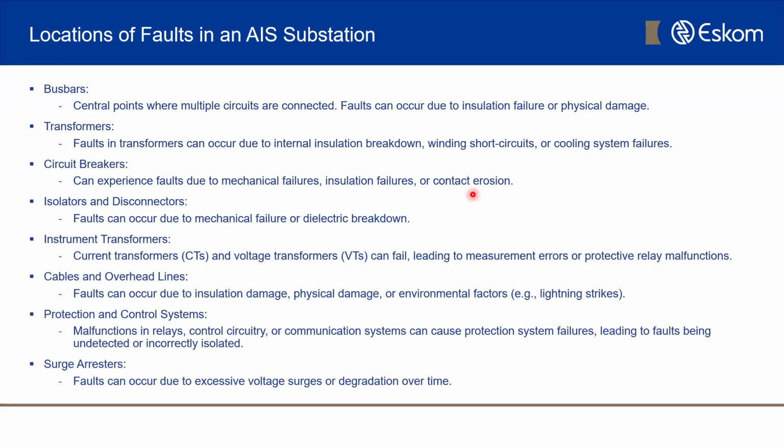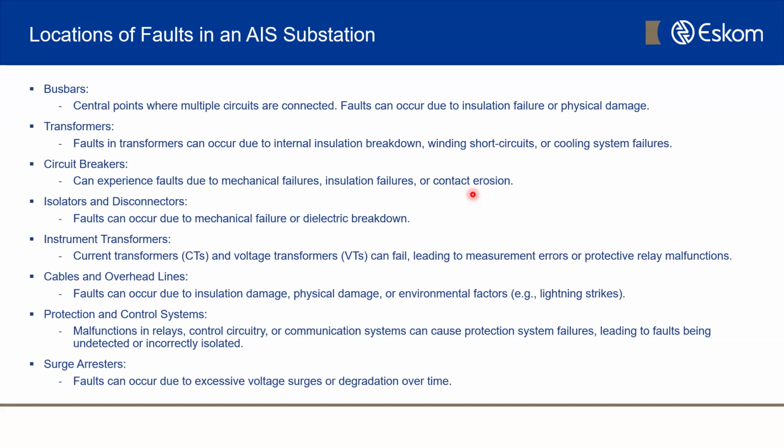So a fault can happen at the transformer. That's the second one. Faults in the transformer occur usually due to internal insulation breakdown, or if the windings inside of the transformer short circuit, or if you have cooling system failures, which then reduces the insulation and causes the fault in the transformer. This fault can then propagate onto the bus bar and increase the electromagnetic fields there.